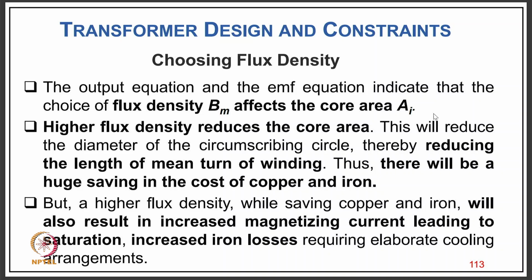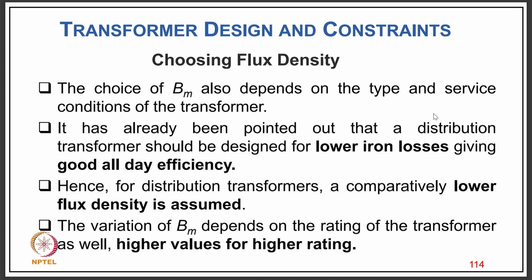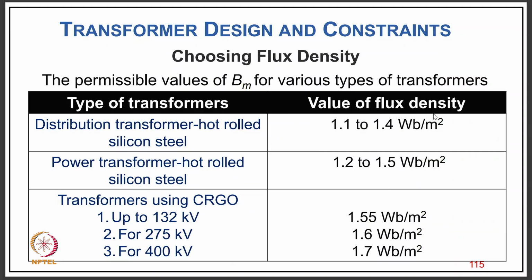But a higher flux density, while saving copper and iron, will also result in increased magnetizing current, leading to saturation and increased iron losses, requiring an elaborate cooling arrangement. So the choice of flux density Bm also depends on the type and service conditions of the transformer. It has already been explained that a distribution transformer should be designed for lower iron losses and a good all day efficiency, so distribution transformers comparatively have a lower flux density, and the variation of B depends on the rating of the transformer, being higher for higher rating usually.